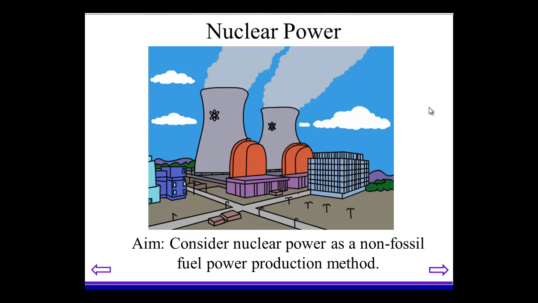Hi there. During this session I'm going to be talking about nuclear power and its role as a non-fossil fuel option in today's world. So straight away let's think about what you already know about nuclear power. So we're imagining the Simpsons nuclear power plant here. A few things that we get off from the start.